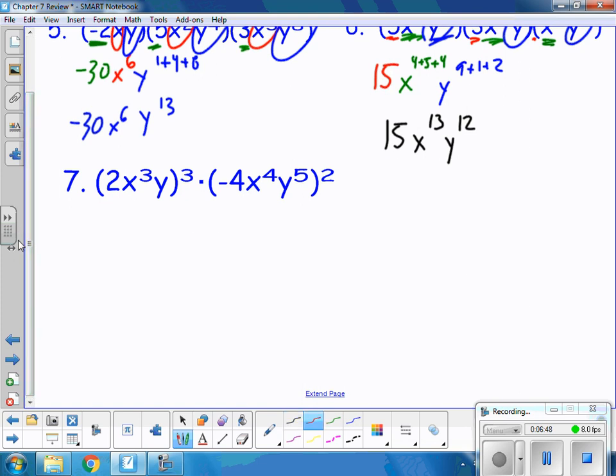Let's look at number 7. Consider pressing pause and working through these and then continuing on the answer just so you can see how you're doing on some of them first.